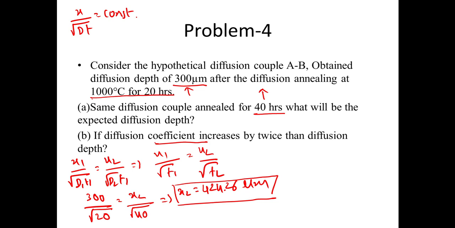It's not that if you double the time, you will get 600 microns. It varies with the root of time, that's why it is a parabolic kind of thing. So that's why it should be 424. You should keep this in mind. And this type of question is commonly asked in the GATE exams as well as in the final exams of this course.